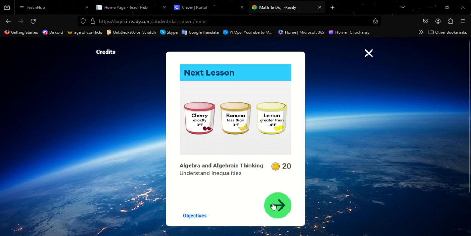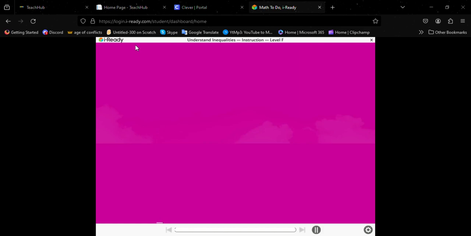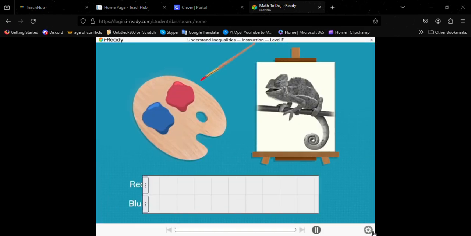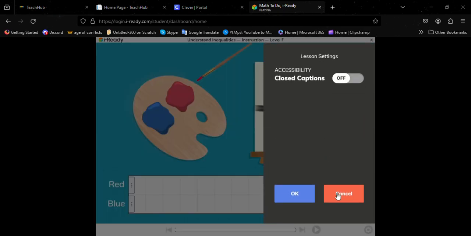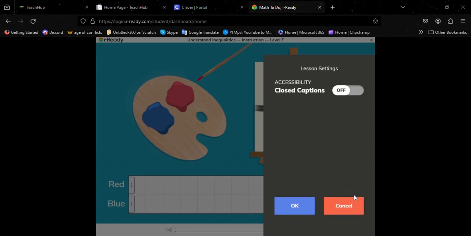Today we're going to be doing understanding inequalities, level F. So let's just get straight into this.